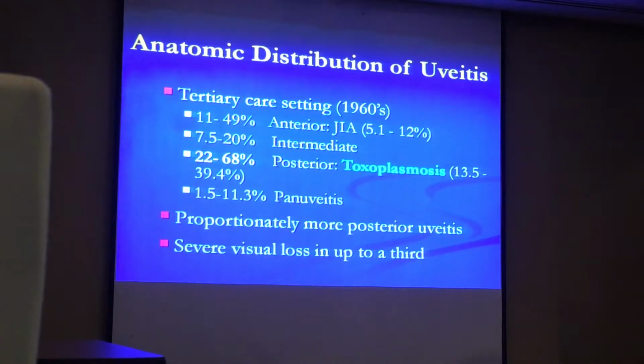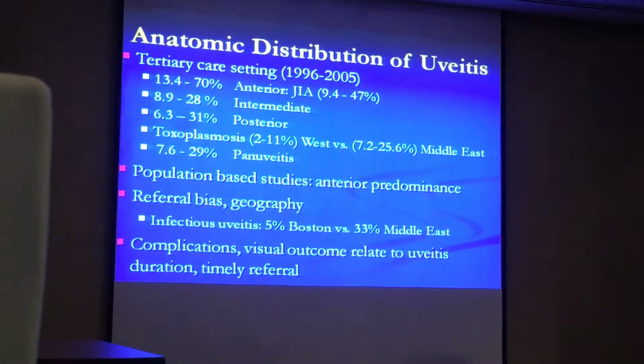At least the way I see it is mainly posterior uveitis, but because that is a sort of preference pattern and also biases, they refer the harder cases to a tertiary center from here. So additional information here, you can see that was in the 1960s. Now, if you look back at 1996 to one more recent study about a decade ago, again you have toxoplasmosis.